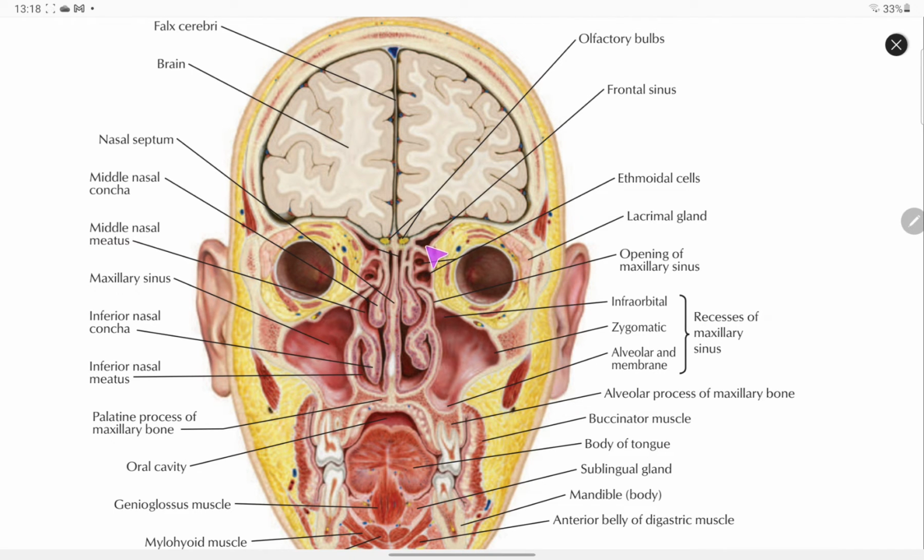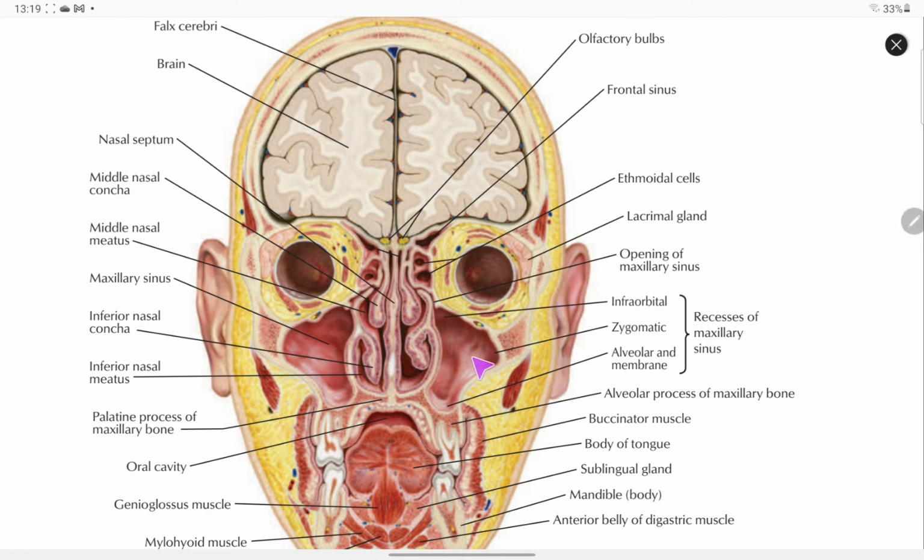The arterial supply is provided by the supraorbital artery. The venous drainage is by the supraorbital and the superior ophthalmic vein. The lymphatic drainage is by the submandibular nodes, and the nerve supply is by the supraorbital nerve.